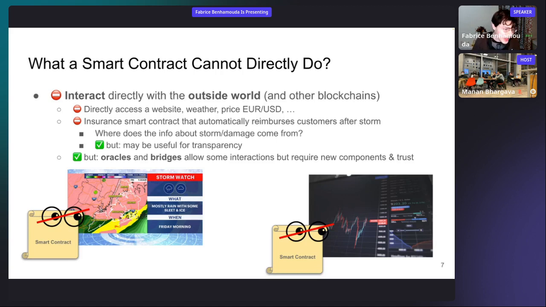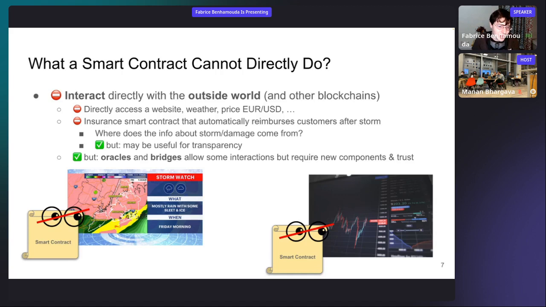So there are solutions for that. For example, the insurance company could input the data themselves, and that can be useful at some level for transparency because you can check that the insurance company is inputting the correct data, and then automatically the smart contract would reimburse the customer from this data. So that adds some transparency and auditability. But at the end of the day, the smart contract cannot directly access this data. And really, there is a need for huge infrastructure around this for it to work.